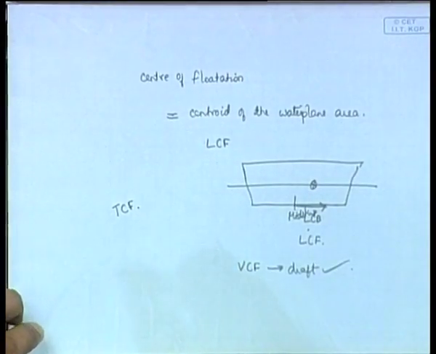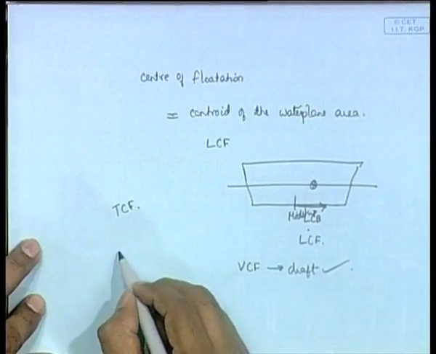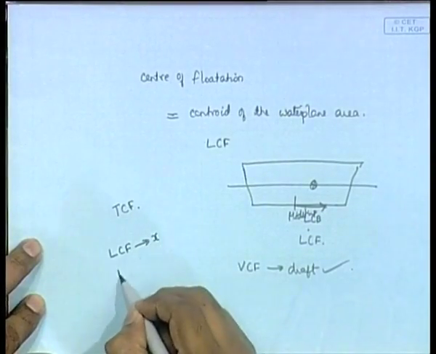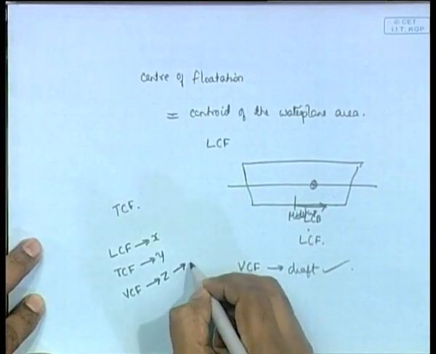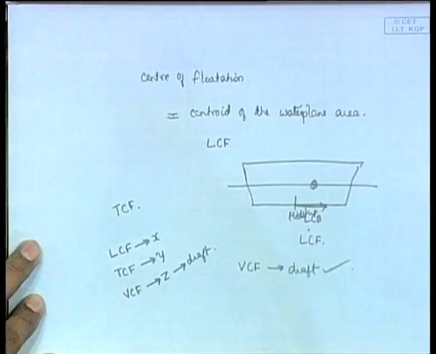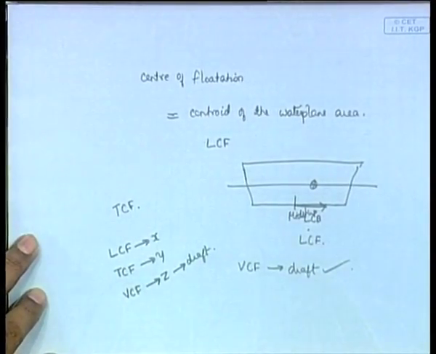you can also have one more thing, TCF, the transverse center of flotation. It is the distance of the center of flotation from the center line. If this is the ship, the x coordinate of the center of flotation is the longitudinal center of flotation, the y coordinate is the transverse center of flotation, and the z coordinate is the vertical center of flotation. So, you have LCF, TCF and VCF, three things. LCF is the x, TCF is your y, and VCF is your z, and this will always be your draft, because it is the water plane area's centroid, and the centroid is always on that water plane.